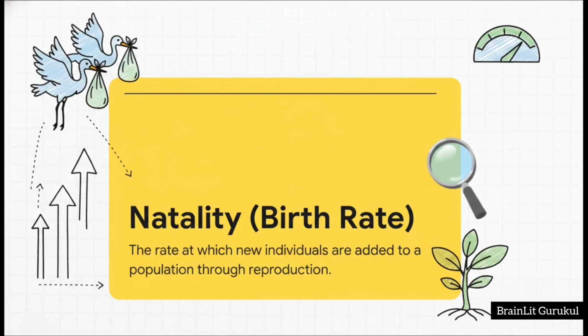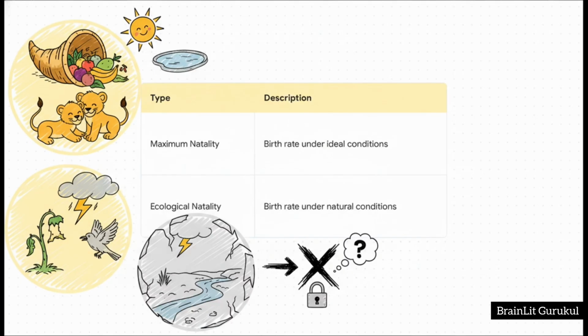Okay, next gauge on our dashboard, the inflow. This is natality, or what we commonly call the birth rate. This is the main way a population brings in new members. It's really the engine of population growth. But not all birth rates are created equal. You've got maximum natality, which is the absolute theoretical potential under perfect, ideal conditions. We're talking unlimited food, no predators, perfect weather, the whole shebang. It's a biological constant for a species.